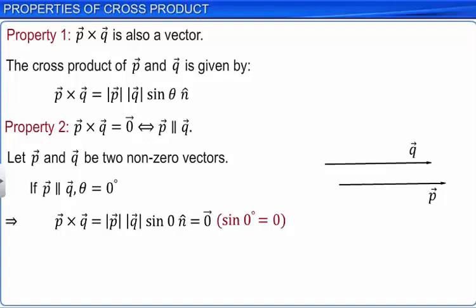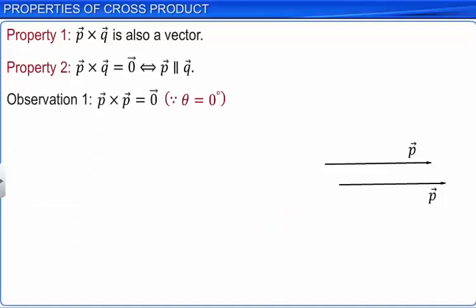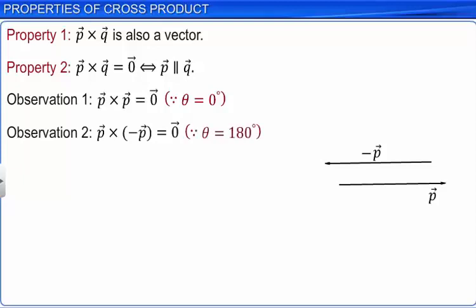This leads to some interesting observations. Since every vector is parallel to itself, the cross product of a vector with itself is a zero vector. Also, the negative of a vector makes an angle of 180 degrees with the given vector. Since sine 180 is also 0, the cross product of a vector with its negative vector is also a zero vector.